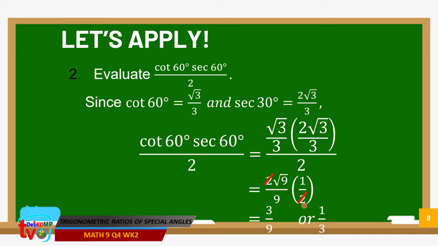And then, square root of 9 is 3. Square root of 9 times 1 is 3. And 9 times 1 is simply 9. Now to simplify 3 over 9, when we divide 3 by 3 and 9 by 3, 3 divided by 3 is 1, 9 divided by 3 is 3. Therefore, cotangent 60 degrees times secant 60 degrees over 2 is 1/3. If you want to study this example further, you may pause this video or replay this part.